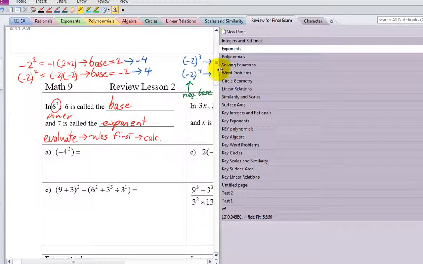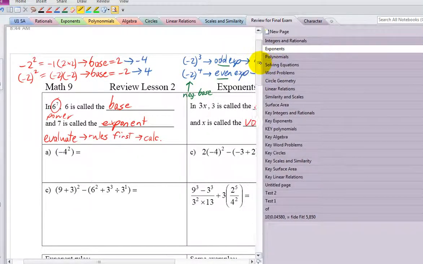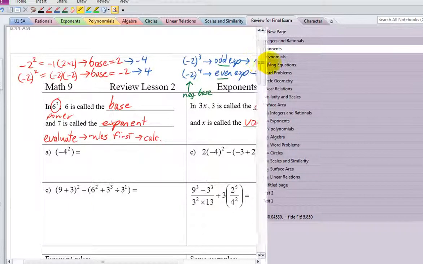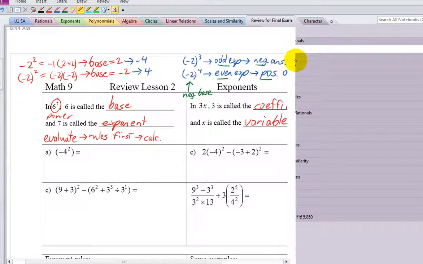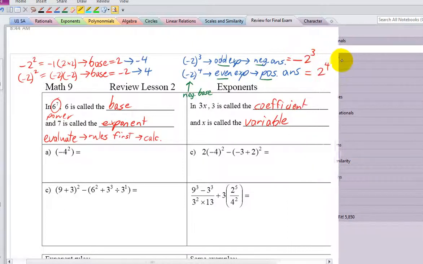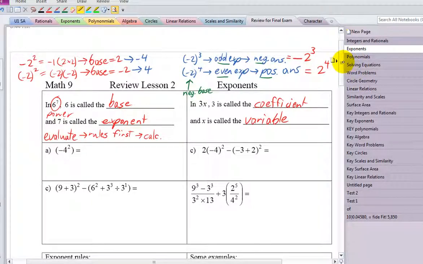Well, the idea is the top one has an odd exponent. The bottom one has an even exponent. So the top one will then have a negative answer, and the bottom one will have a positive answer. And that's a big deal when we're dealing with letters and evaluating exponents.